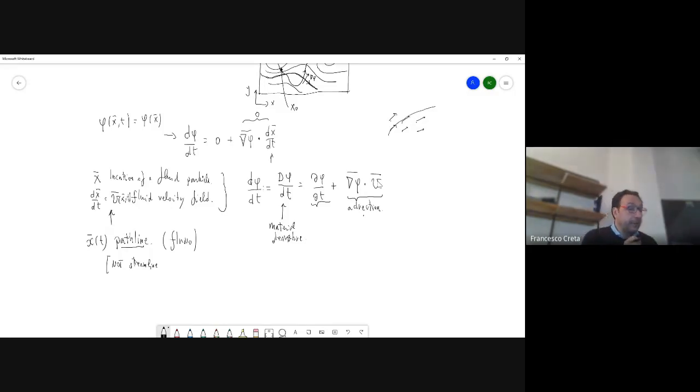Okay. And the reasons why d phi by dt can be large can depend on many aspects. Okay, it can depend on this term, it can depend on this term, or on this term. Okay, so this is a generalization of the reasons why a scalar field can vary in time. Okay, and it's extremely important. Maybe it's the most important definition or concept in fluid dynamics, that of material derivative.